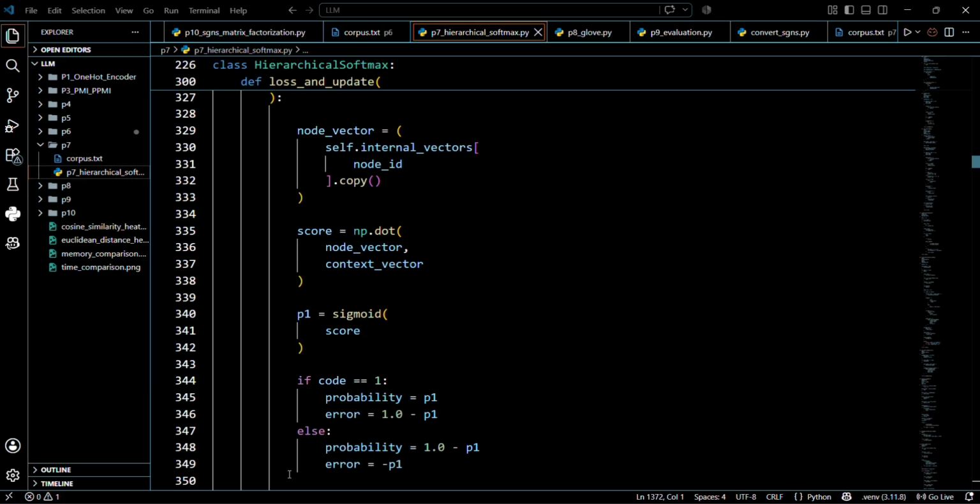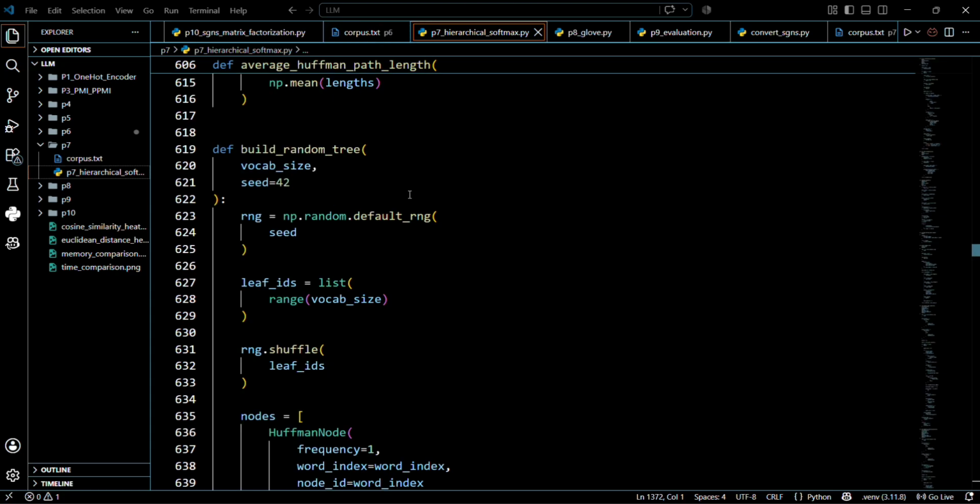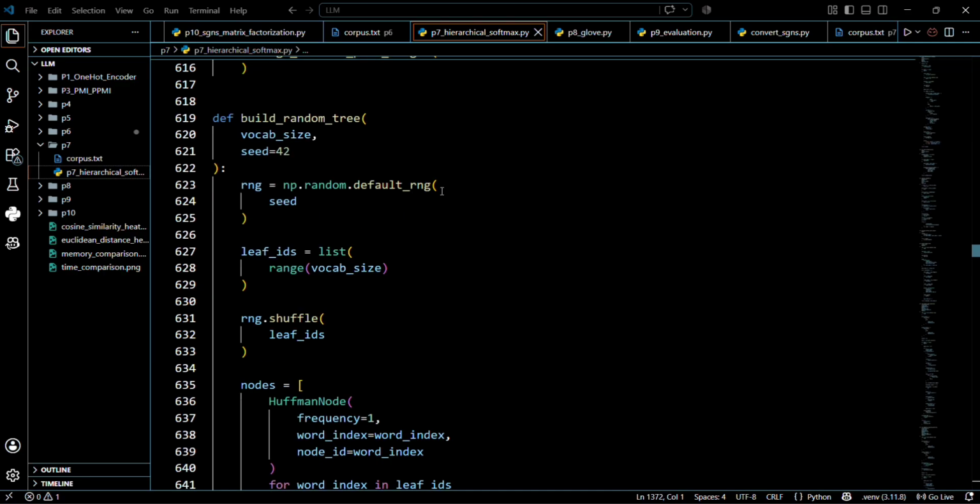Next, I compare three output layers using the same corpus and training settings: full softmax, negative sampling, and hierarchical softmax. I compare their training time and final loss, and I also evaluate their nearest neighbor quality.